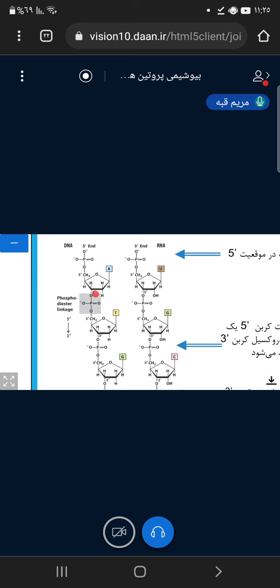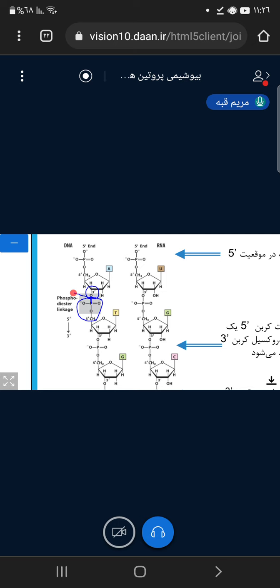خب، هیدروکسیل 3 پرایم از یک نوکلئوتید به فسفات متصل به 5 پرایم از نوکلئوتید دیگه وصل میشه. اسم این پیوند پیوند فسفودی‌استری هست. یعنی این پیوند فسفودی‌استری هست چون این او مال هیدروکسیل 3 پرایم از یه نوکلئوتید وصل میشه به فسفات که وصل به 5 پرایم از یه نوکلئوتید دیگه. پس این باند میشه پیوند فسفودی‌استری.